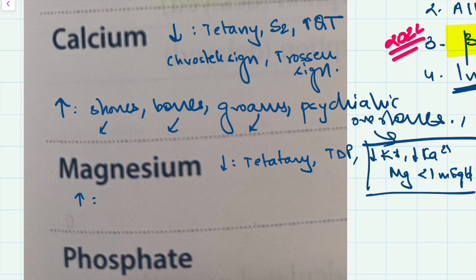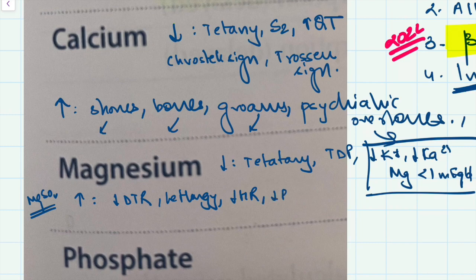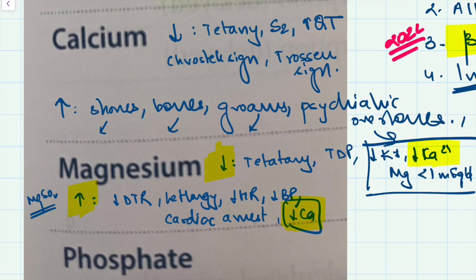Then magnesium increase, right, we already did in MgSO4 toxicity. So hypermagnesemia can lead to decrease in deep tendon reflexes, so patellar reflex lost, right. Also it causes lethargy, bradycardia, hypotension, cardiac arrest, and hypocalcemia. See, hypocalcemia can be caused by both hypermagnesemia and hypomagnesemia, right?